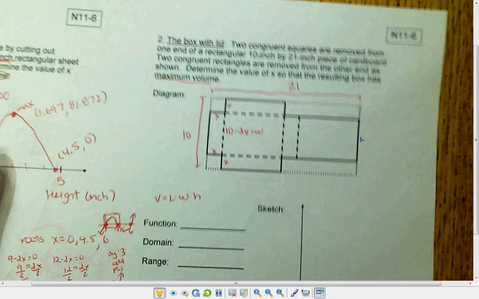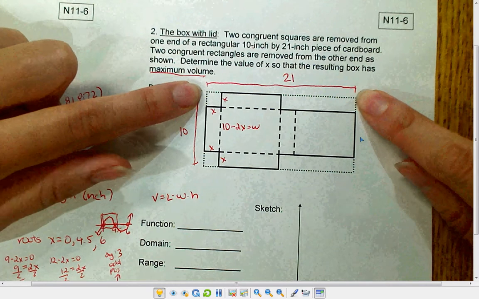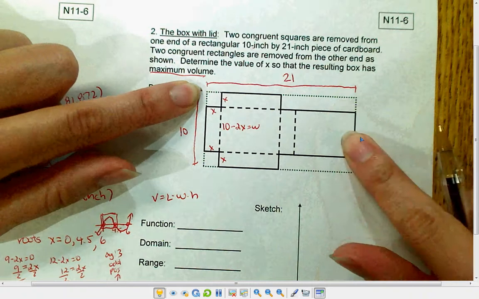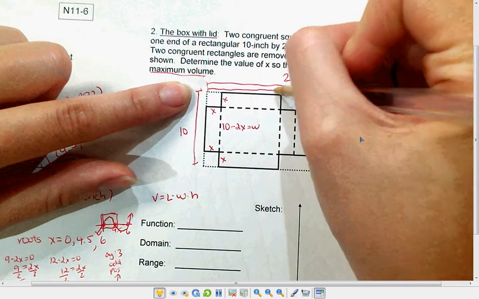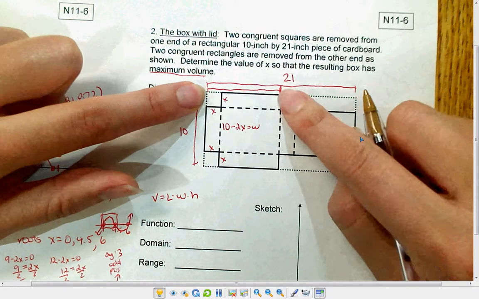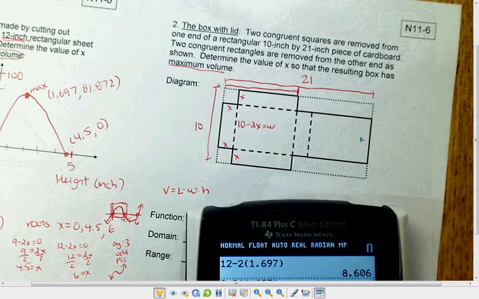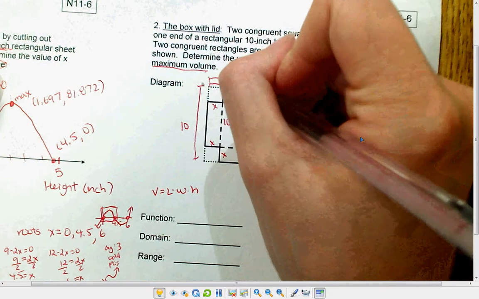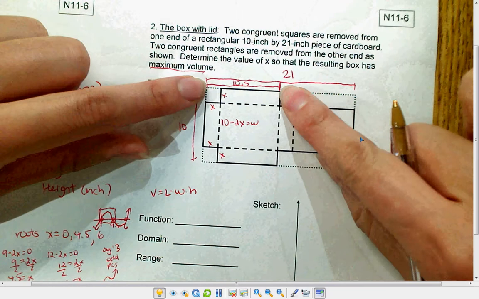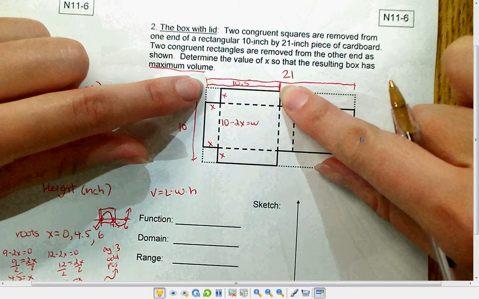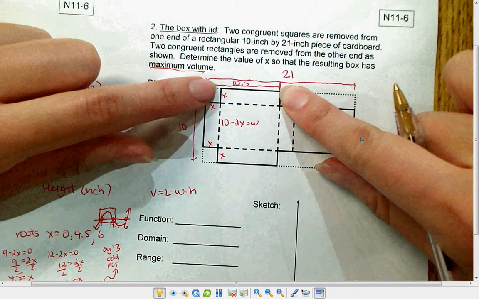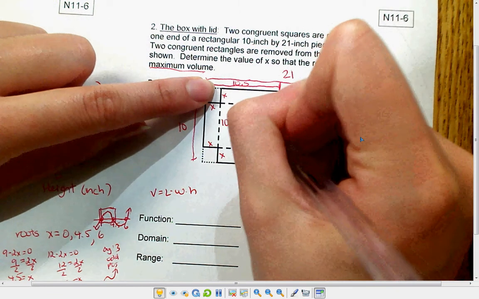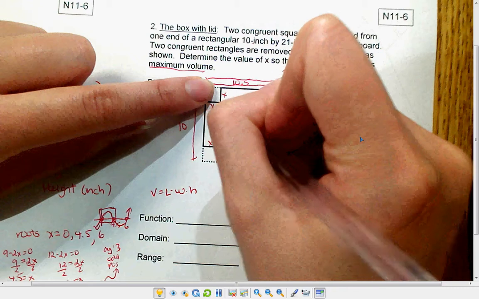My length is slightly different, because see how this is 21? First what we need to do is, because now we have this whole section right here as our lid, we're going to have to cut 21 in half to figure out what it is from here to here. So 21 divided by 2 is 10.5. So this section is 10.5 from here to here. And with 10.5, we're still taking away one little square right here. So this section is actually 10.5 minus x. This is my length.